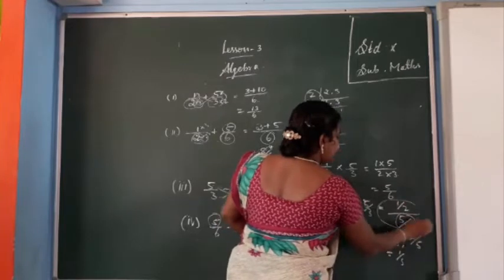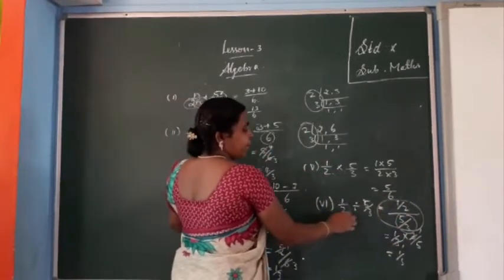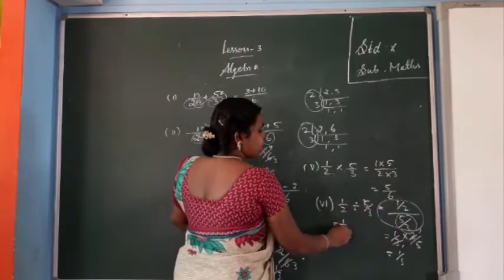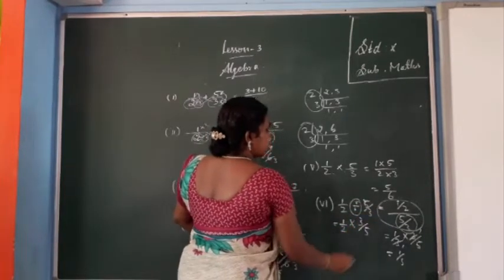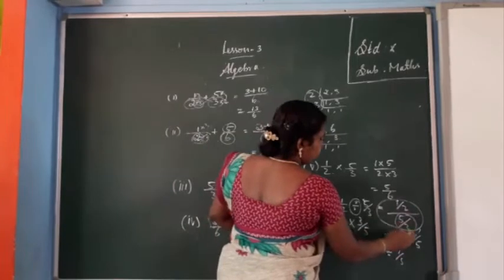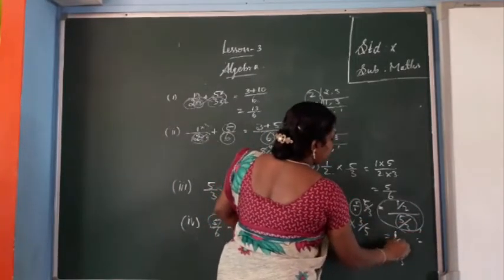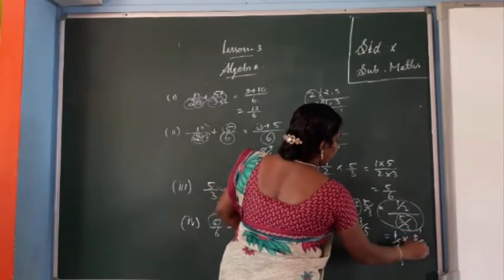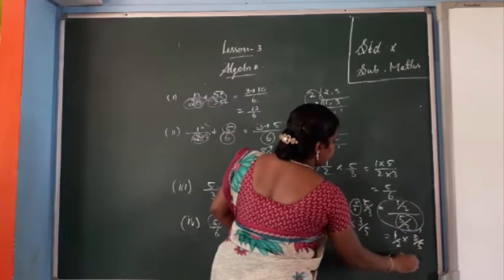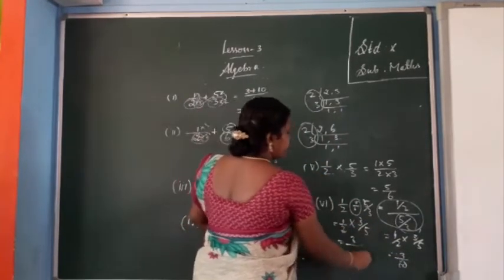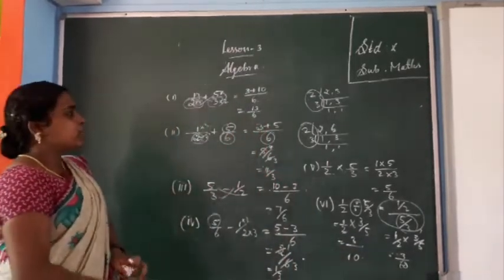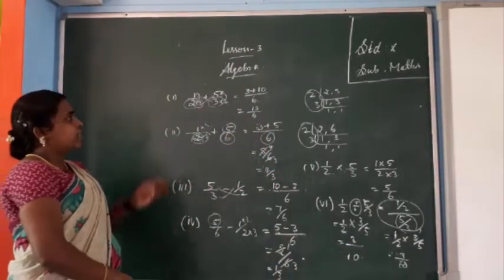Without writing this one also you can start. 1 by 2 divided by 5 by 3. So 1 by 2 instead of divide into 3 by 5. So 1 by 2 into 3 by 5. The answer is 3 by 10. Here also 1 into 3 is 3, 2 5s are 10. So the answer is 3 by 10. Okay, next class we can see the next method.